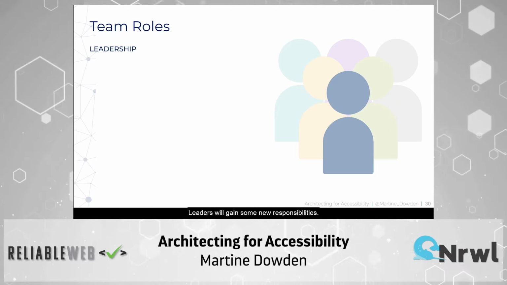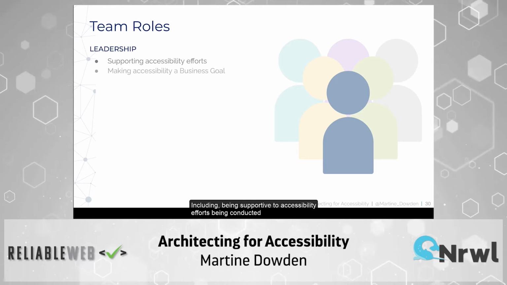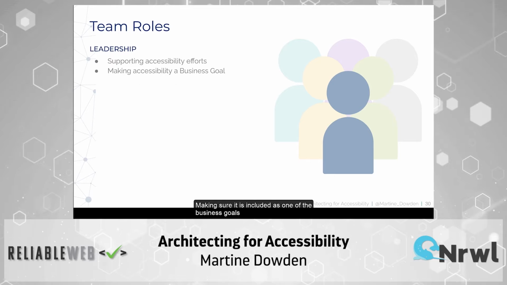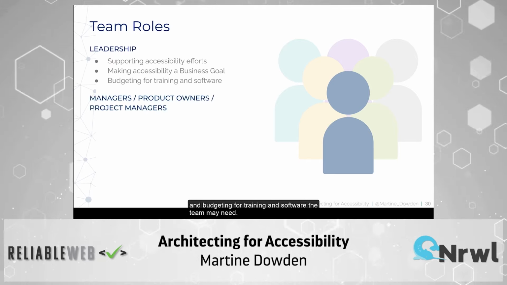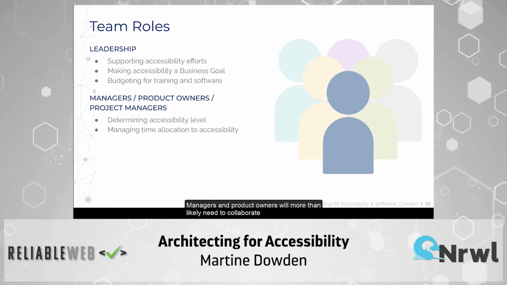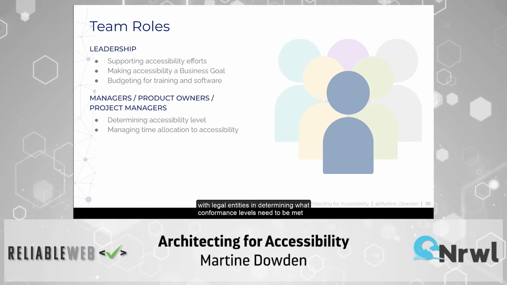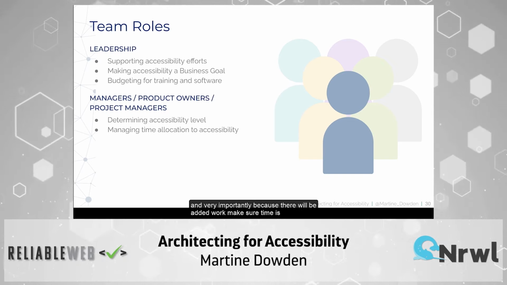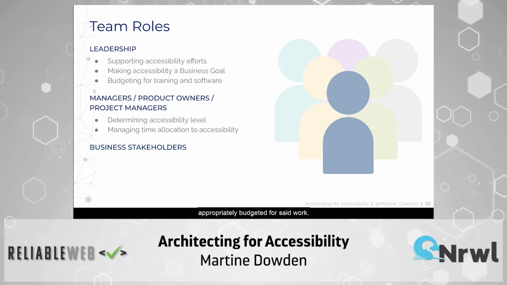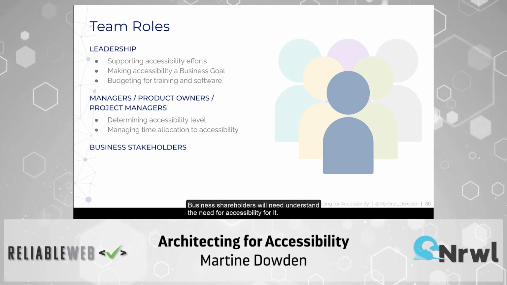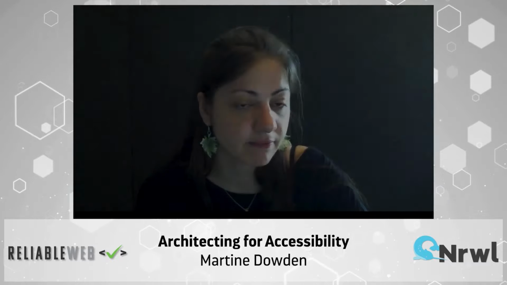Leaders will gain some new responsibilities, including being supportive of accessibility efforts being conducted, making sure it is included as one of the business goals, and budgeting for training and software the team may need. Managers and product owners will more than likely need to collaborate with legal entities in determining what conformance levels need to be met. And very importantly, because there will be added work, make sure time is appropriately budgeted for said work. Business stakeholders will need to understand the importance of accessibility and help advocate for it.